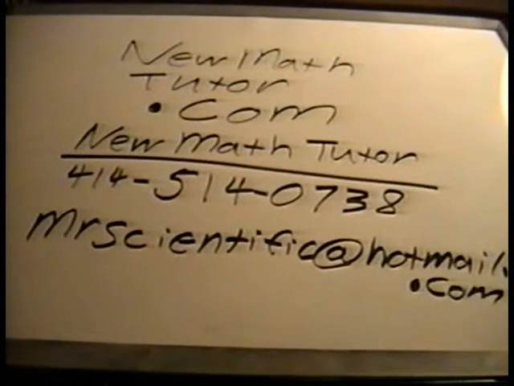Now we have 10 14ths plus 14 14ths. That's going to give us 10 plus 14 over 14, which equals 24 14ths.